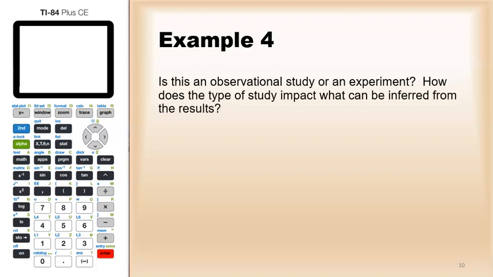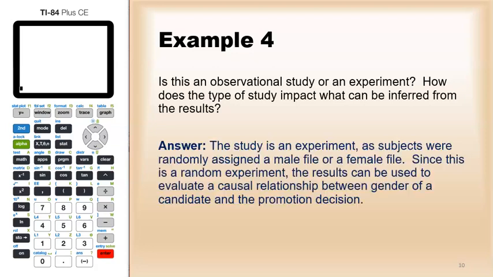So, is this study an observational study or an experiment? Well, we have random assignment between who got the male file and the female file, so it's a pretty basic experiment, but it is an experiment. How do the results of this type impact what can be inferred? Well, again, since we have random assignment, we can talk about causal inference. So we can talk about, if there is a difference in the promotion rates between these files, gender would be the cause.